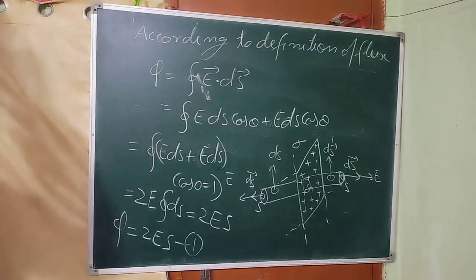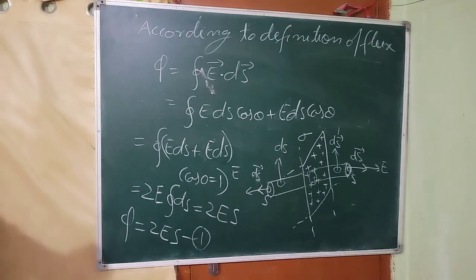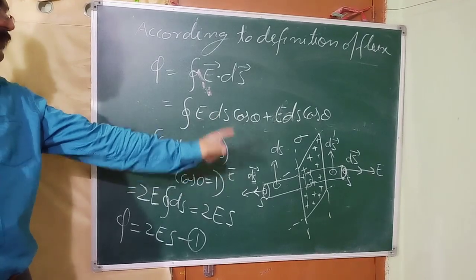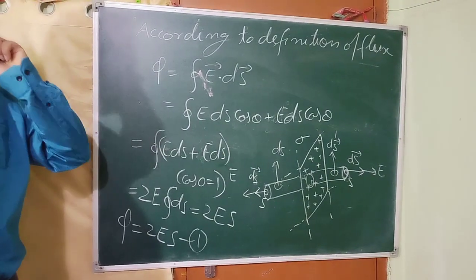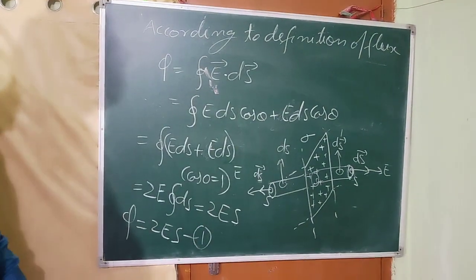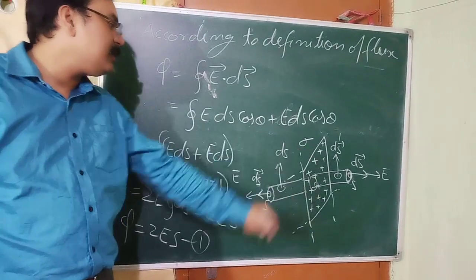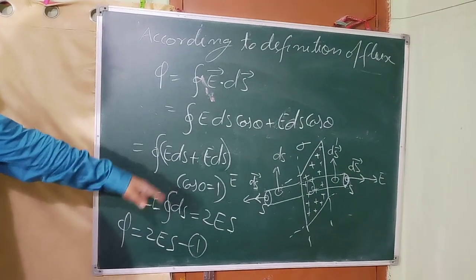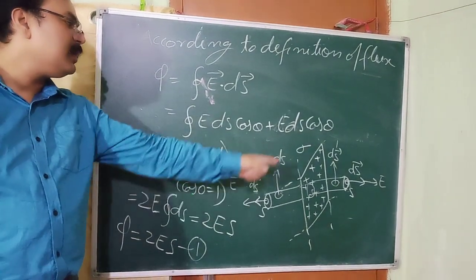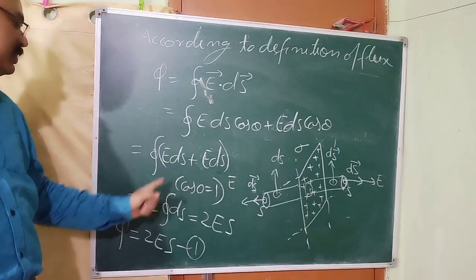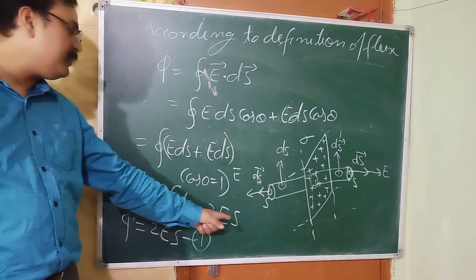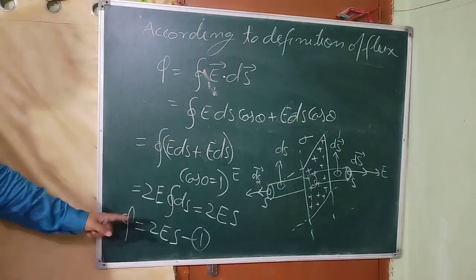And this we got from the definition of flux. We applied it on the curved surfaces, where the direction of the area vector and the electric field are perpendicular to each other, so cos 90 becomes 0 and they do not contribute any flux. At the cross-sectional areas, the area vector is along the direction of the electric field, so the angle is 0 degree and cos 0 is 1. So we get E ds due to this and E ds due to that, making 2 E ds. E we can take out, ds is left, and when we integrate ds we get S, the total area. This is our equation 1.